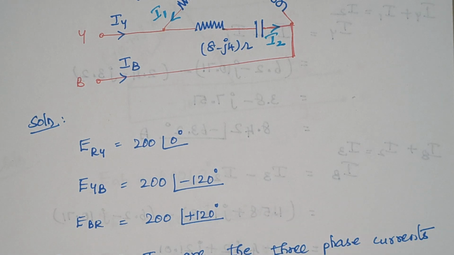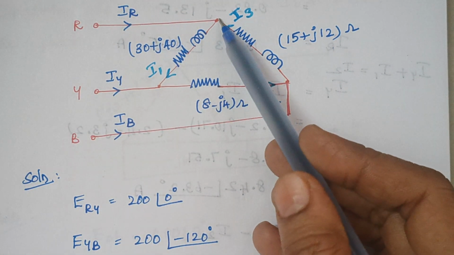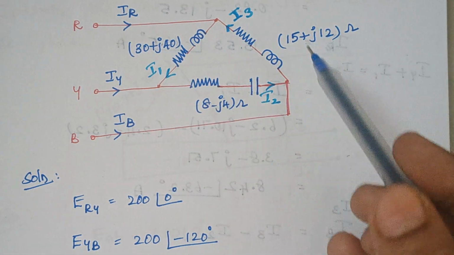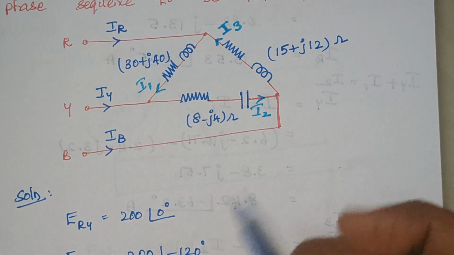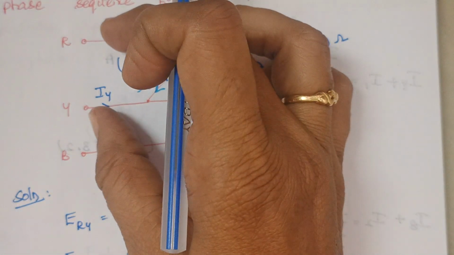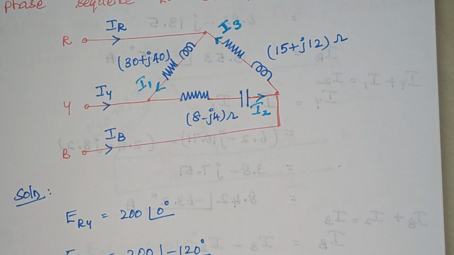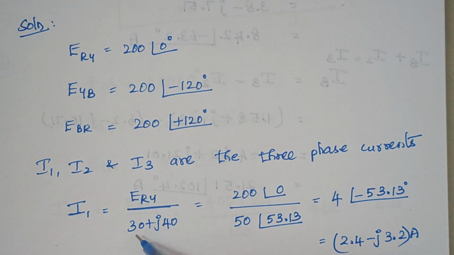Right. Next we are going to find the value of currents. Here we are assuming currents ourselves. Let I1 be the current flowing through this path, I2 the current flowing here, and I3 the current flowing here. So how to find the value of I1? I1 is nothing but the respective voltage divided by this impedance. Therefore I1 is ERY divided by the respective impedance, 30 plus j40.